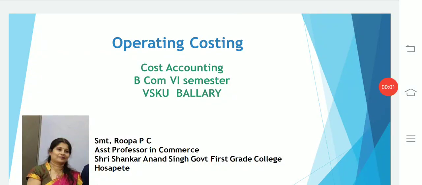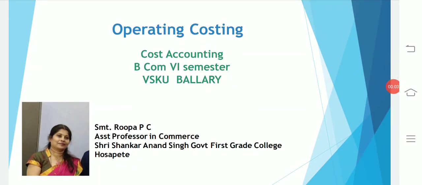Hello, good morning. Today we will solve one more problem in operating costing. First we will recall what the steps are. First step is to calculate the total effective kilometers and total passenger kilometers and total ton kilometers if necessary. Second step is to calculate the total operating cost.